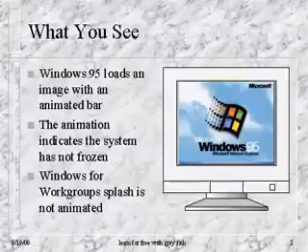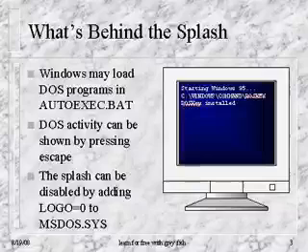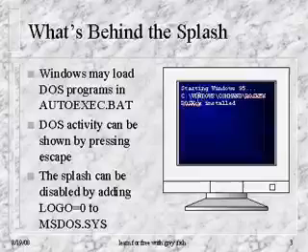Windows for Workgroups also has a splash screen, but it's not animated, so the only way to tell if your system may have locked up is to check the fixed disk activity light. You can press the escape key to see what is going on in the background if you have drivers or utilities that run in autoexec.bat, and if you prefer not to see the boot splash, you can add logo=0 to the Msdos.sys file.